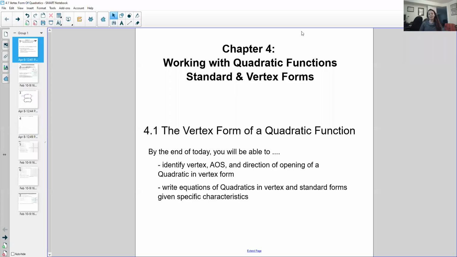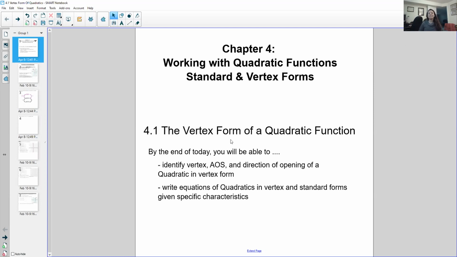Good morning, guys. We're moving into chapter 4, where we're going to be comparing a lot of the quadratics, where we're looking at the vertex form and the standard form. So chapter 3, we looked at the standard form and factored form. This unit, we're going to be focusing more on the vertex form. The nice part about this chapter is because we've graphed it earlier in the year, hopefully some of it will be a little bit more familiar.